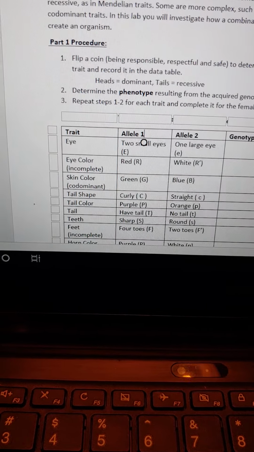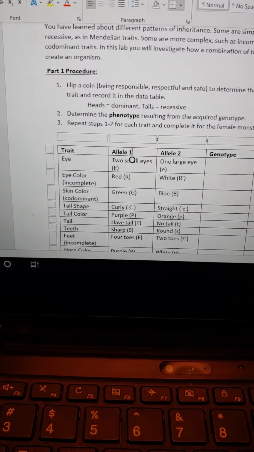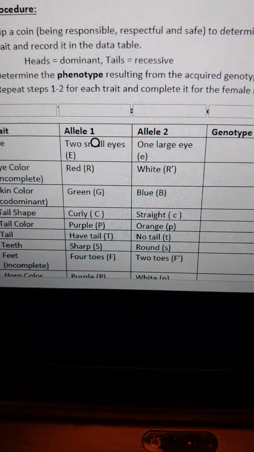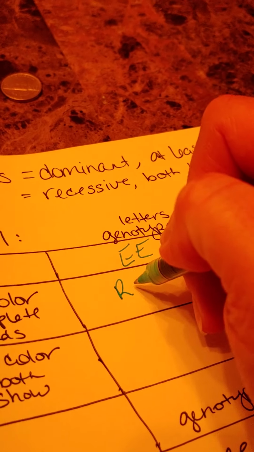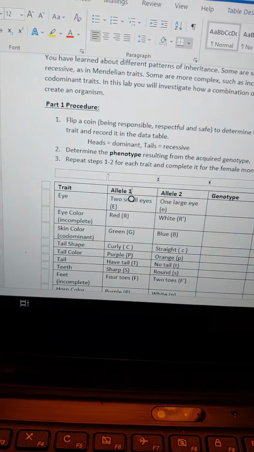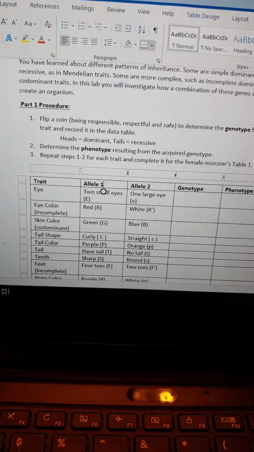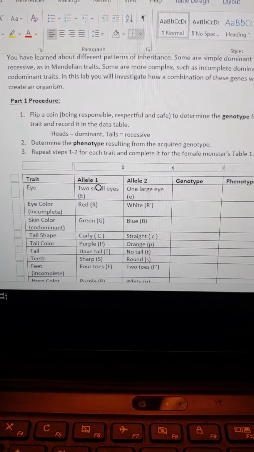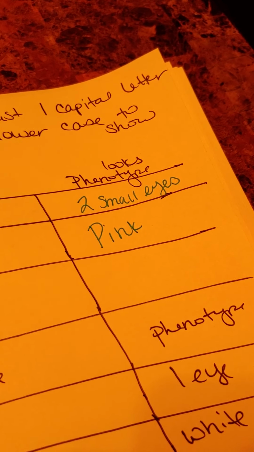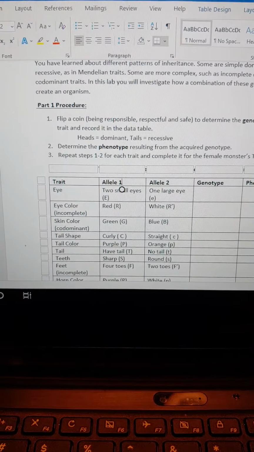The next one is eye color, which is incomplete dominance, which means it blends. It's those snapdragons we talked about. If I flip my coin, oops, I got a tail. When you look up here, that's the recessive, so I'm going to put the R apostrophe. Now I'm going to flip again. Heads. So we look up here, the dominant is the red. Red plus white blended is pink. Hopefully we're making sense still.